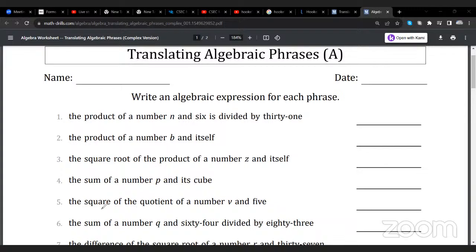The square of the quotient of a number v and 5. So you're going to square the quotient. First you have to establish a quotient. As you wrote it, v divided by 5 will give you the quotient, and you square it. So it's very much correct. Well done. That's what Krishan gave. Now that Krishan took number 5, A and A, I believe, now take number 6.